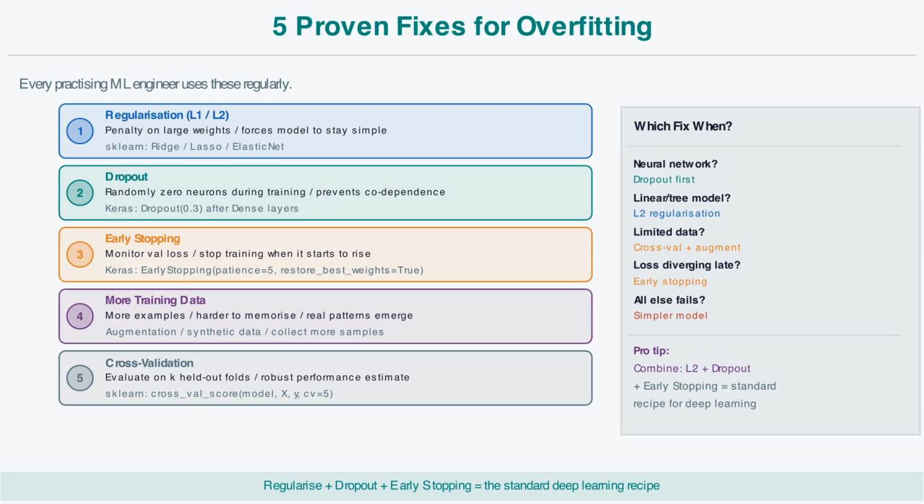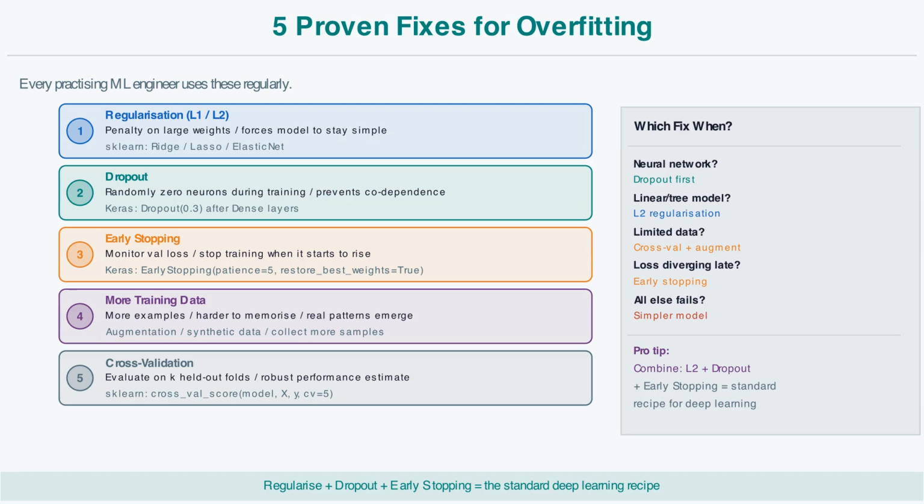Fix 4: more training data. This is the most powerful fix when it is available. The more diverse, high-quality examples you have, the harder it is for the model to memorize them. It is forced to learn real patterns. Augmentation and synthetic data generation can help when collecting new data is expensive.